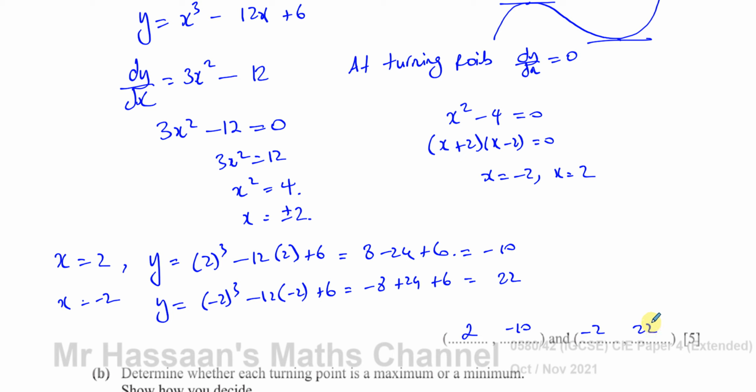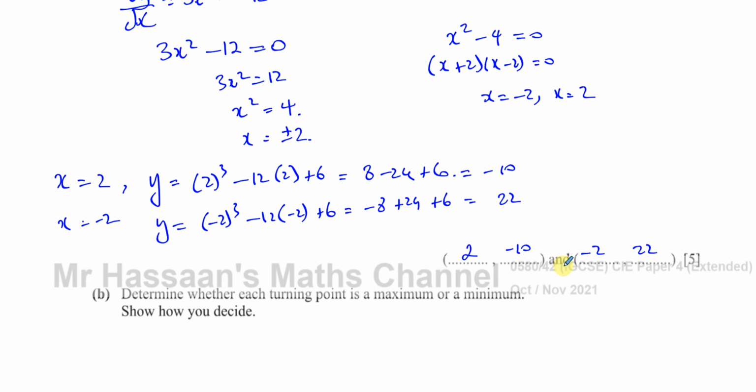Okay, when x equals 2, y equals negative 10. And when x equals negative 2, you're going to have negative 8 plus 24 plus 6. Yeah, that's fine. Those are the two turning points.